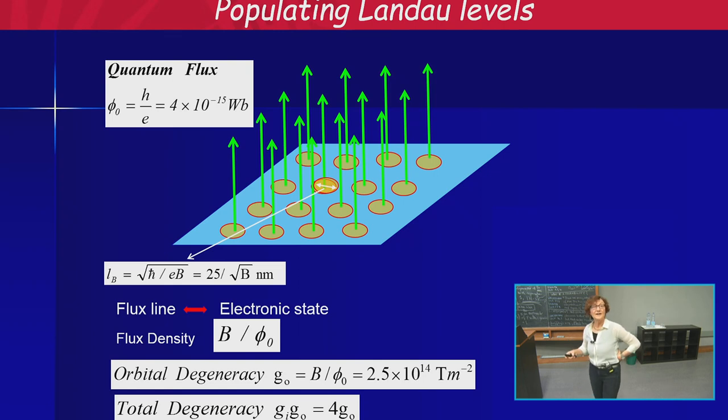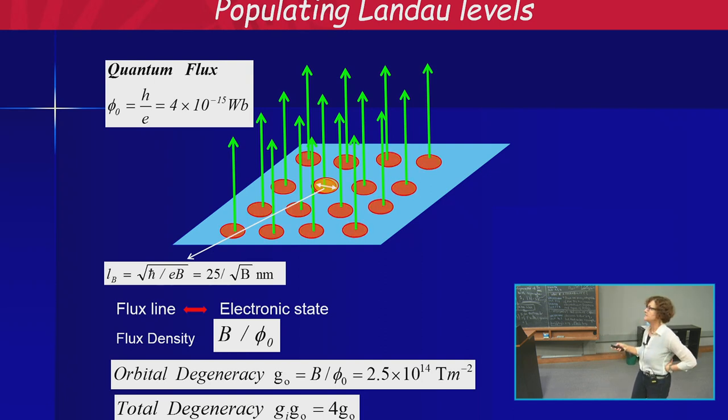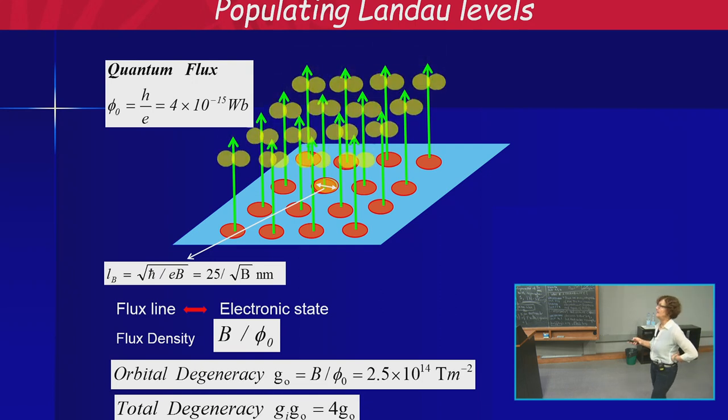Now I'm turning on my gate, and I'm going to throw in electrons. Where do they go? Each flux line takes up four electrons, and that's it. I finished filling up this Landau level. There's no more room for the next electron. The next electron has nowhere to go. So what does it do? It goes to the next Landau level.